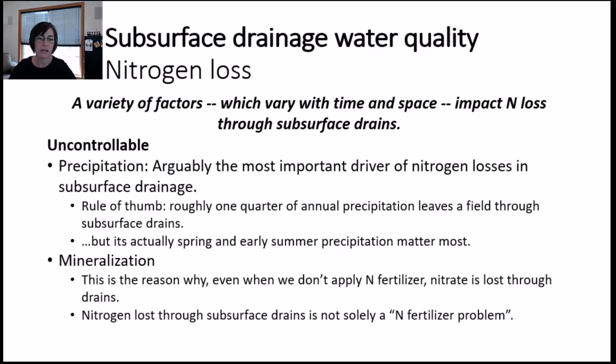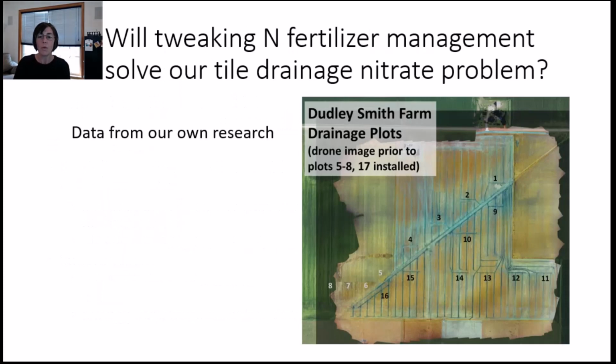Let me show you some of our own data to illustrate this point. We have a great research farm here in Illinois that's administered by our College of ACES, Agriculture, Consumer, and Environmental Sciences. At this farm, we have 16 individually drained plots that are each 2 acres. That means whatever we do on top of the field in terms of nitrogen management or the crop that we're growing is reflected exactly underneath the ground in the drainage water that we collect from that plot. The plots are individually drained, so there's no crossover between treatments or plots in the drainage water.